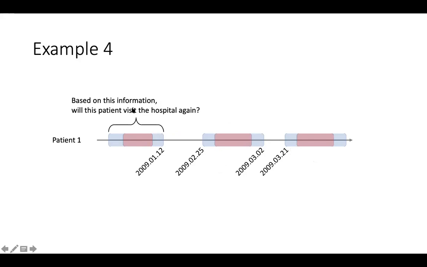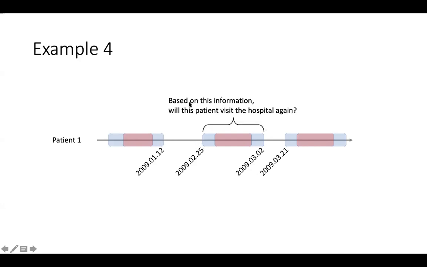How about this patient? This patient has 3 admissions in total. If we treat the first part as the X feature and try to predict whether this patient is readmitted, in this case February 25th, then it is a no. But if we use the later part of the information and try to predict readmission, then March 21st is within the 30-day time frame after this discharge. So in this case, it is a yes.